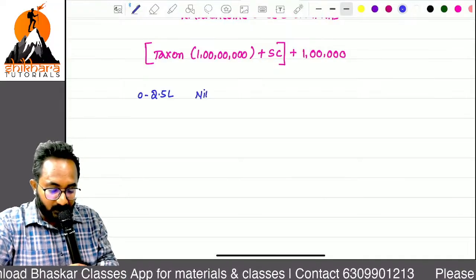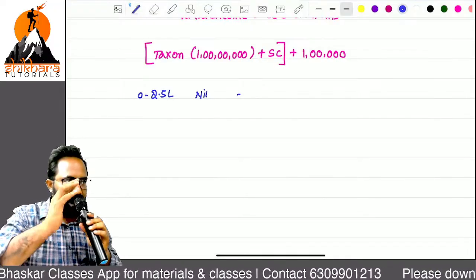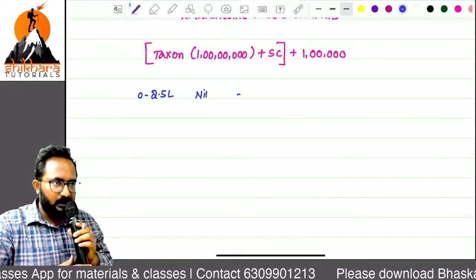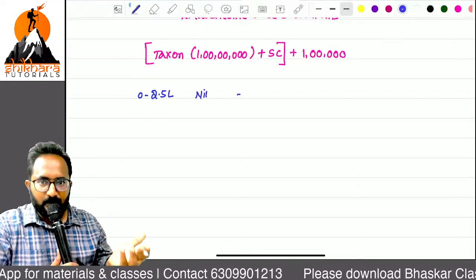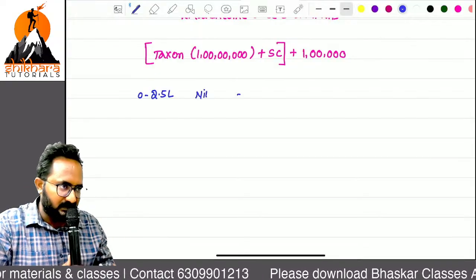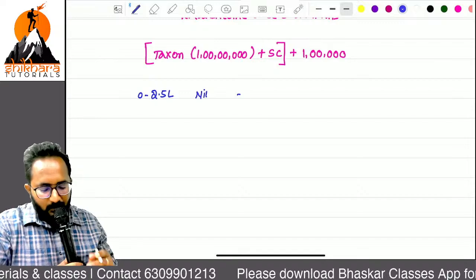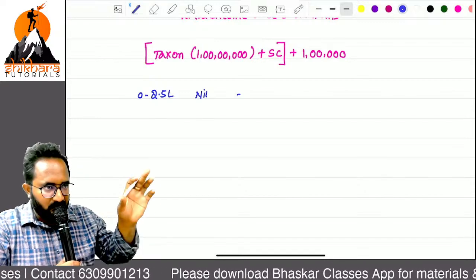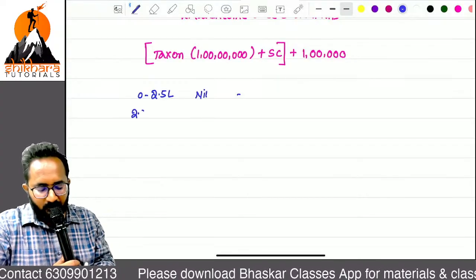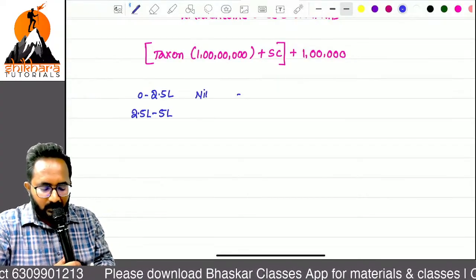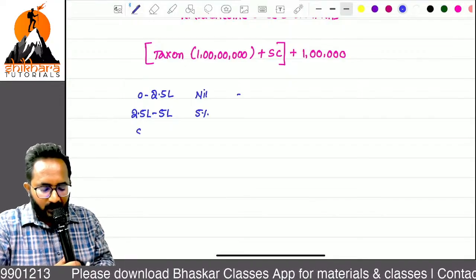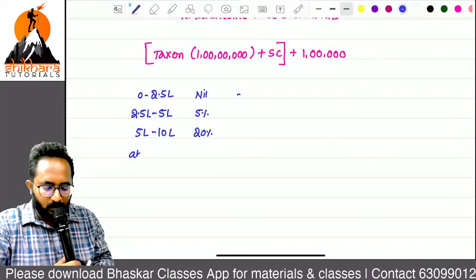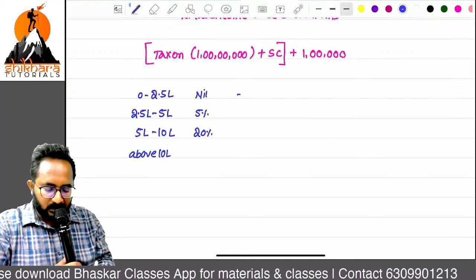This computation you can easily calculate using the calculator with the M+ MRC option. But you will not get full marks. If it is an MCQ, you can do the calculations in the calculator itself. But if it is a descriptive question, you have to show this computation as part of the steps. 2.5 lakhs to 5 lakh, 5%. 5 lakhs to 10 lakh, 20%. Above 10 lakh, 30%.